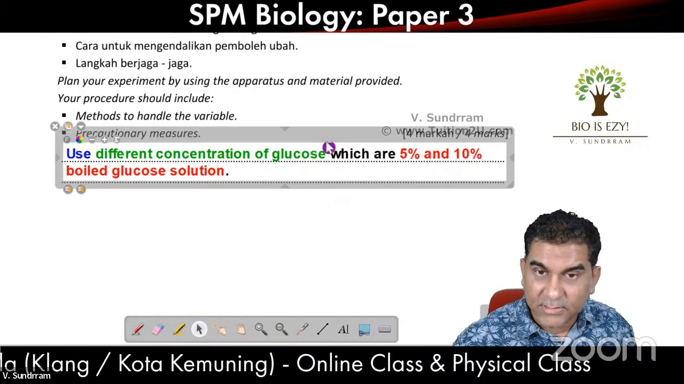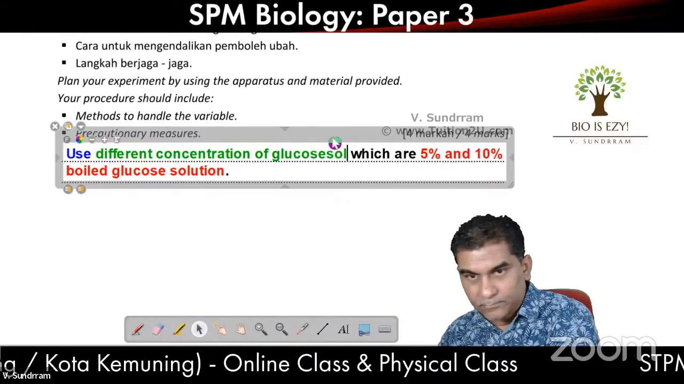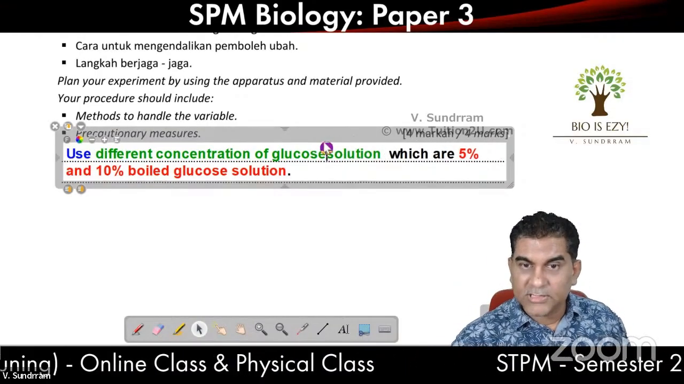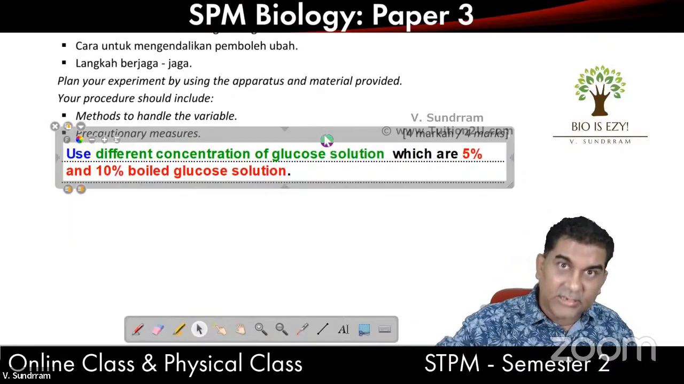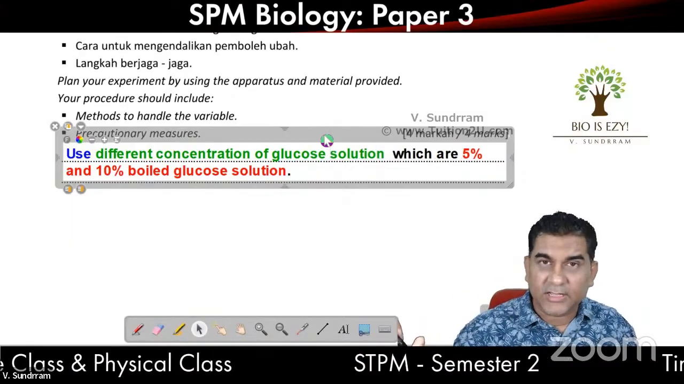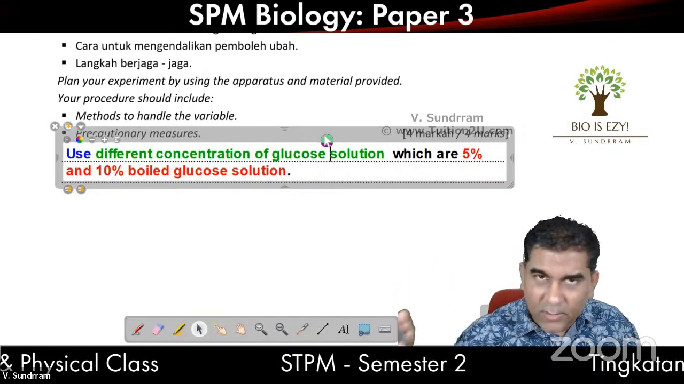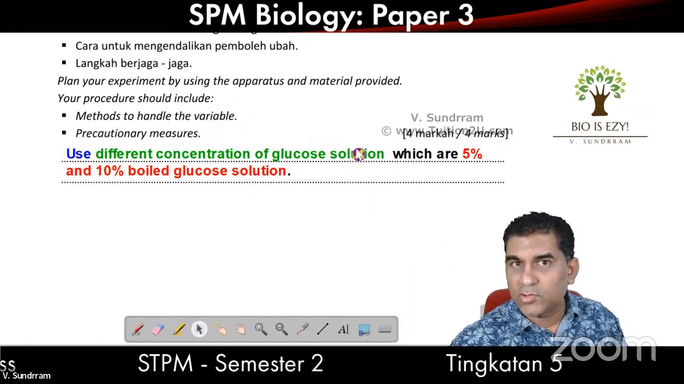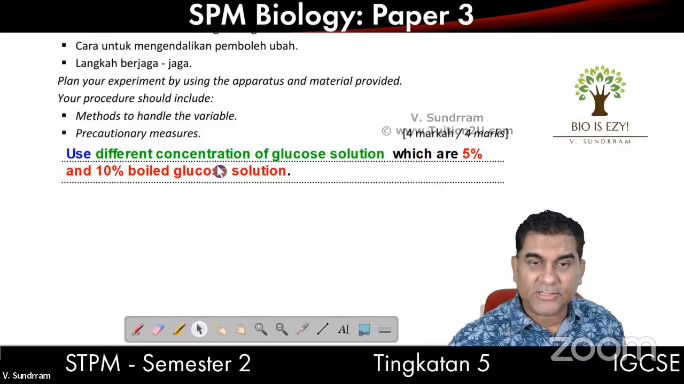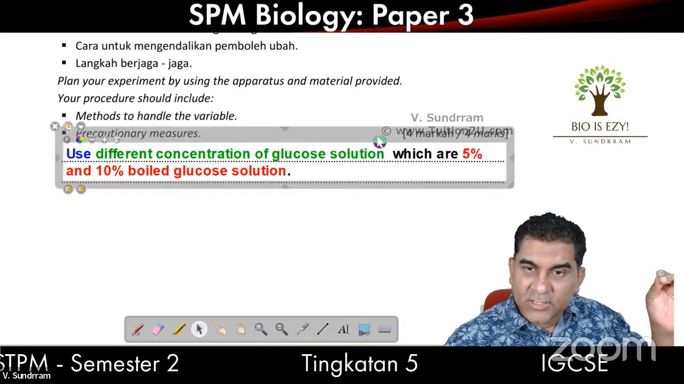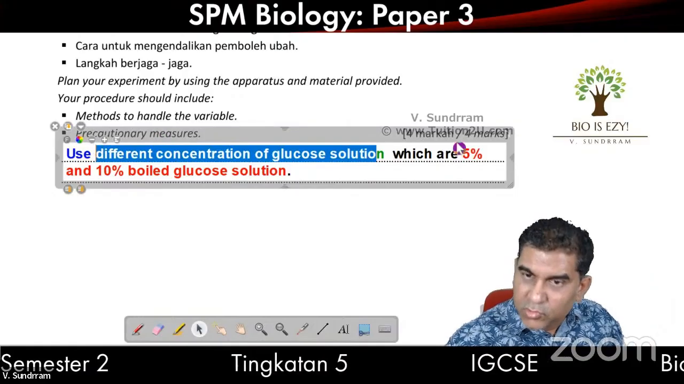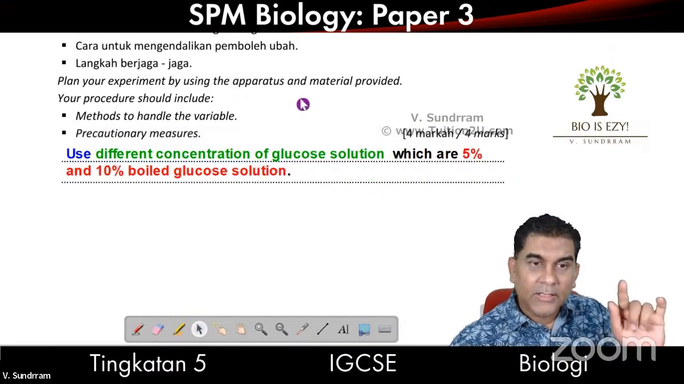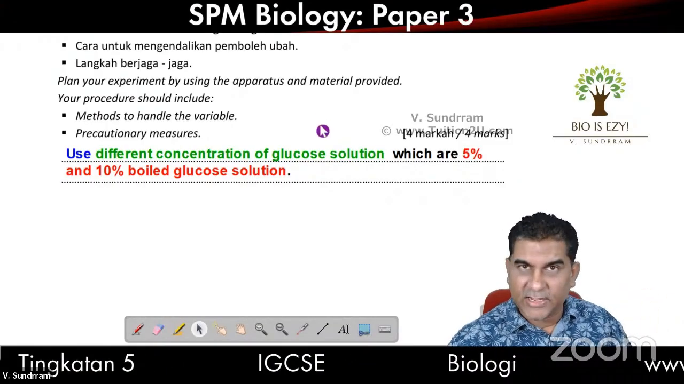Okay, let's make this better. Add the word solution. See how when I see something in the question, I add it in the answer. Get everything from the question, write back what's in the question. That's your marks. So use different concentration of glucose solution, which are 5% and 10% boiled glucose solution. We mentioned what the manipulated variable is, and we also mentioned what manipulated variable we use in the experiment. This is the manipulated variable.